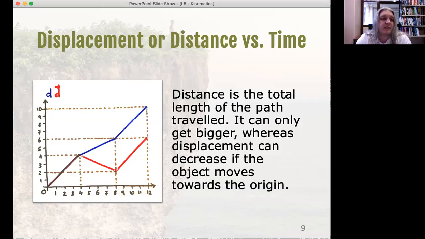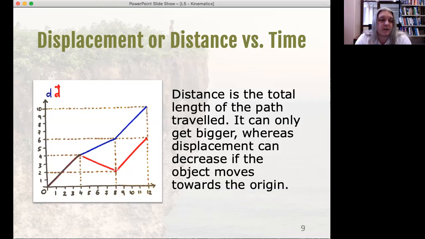On this graph, you can see the red line is the displacement, and you'll see that the displacement initially goes up from 0 to 4 displacement units in the first 4 seconds. I've left t off the axis there, but that's a horizontal time axis, just like usual. So we've gone up 4 displacement units in the first 4 seconds, and that means the distance has also gone up to 4 displacement units in the same time, because the distance is the same as displacement so far.